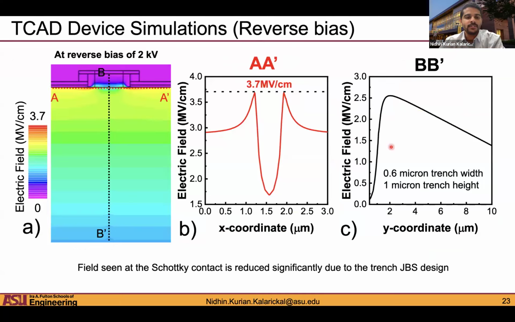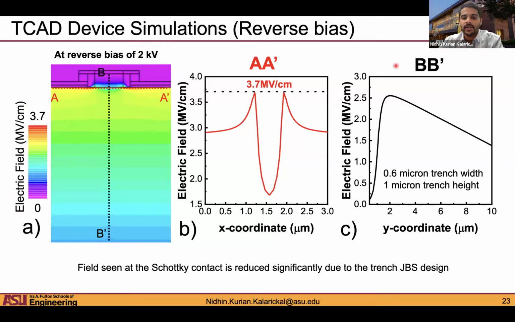Okay. So this is just a TCAD simulation of the nickel oxide gallium oxide JBS diode. The simulation is done at 2 kilovolts. And you can essentially see right from the contour plot, which shows the electric field profile at 2 kilovolts reverse bias, that closer to the Schottky contact, which is here, closer to this point B, the field is very minimal, right? So all the field is at this nickel oxide gallium oxide junction, which is good, right? Because that's the junction that can sustain the higher field.